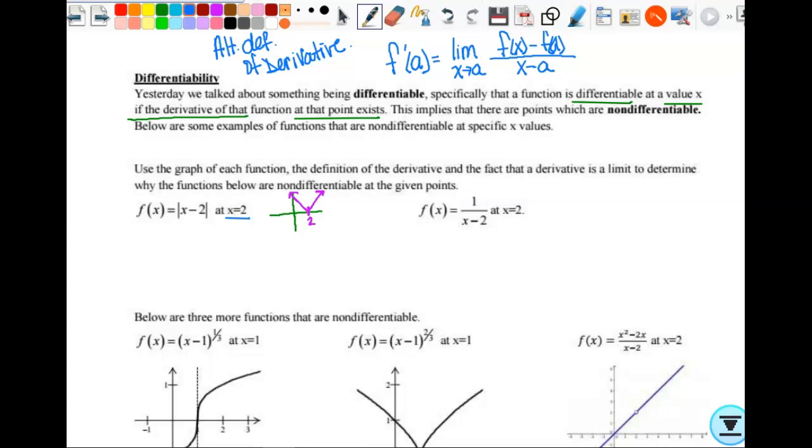Okay? So when I use that right here, I can see that the limit as x approaches 2, because we know what a is, of f of x minus f of 2 over x minus 2. That limit, I have to do it from the left and the right. So the slope coming from the left does not equal the limit as x approaches 2 from the right of f of x minus f of 2 over x minus 2.